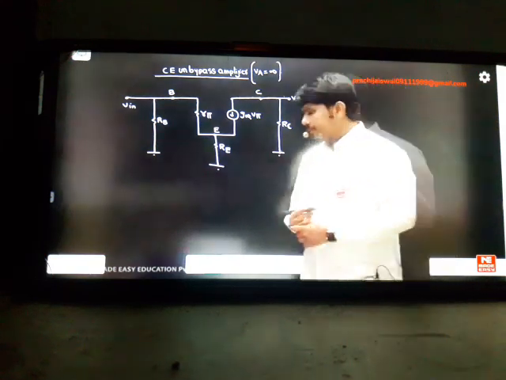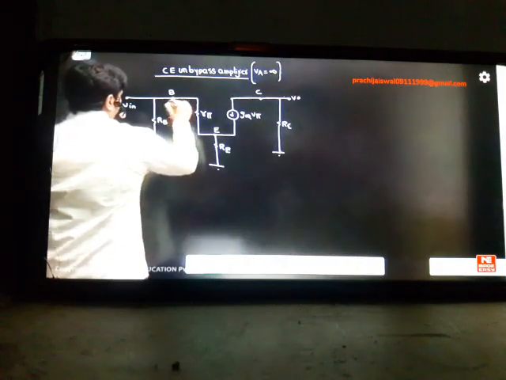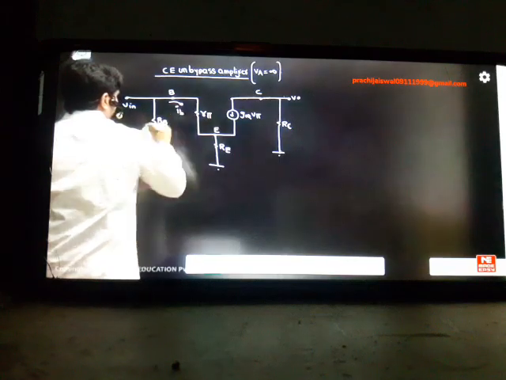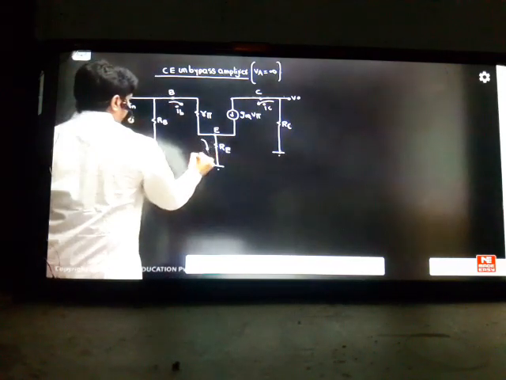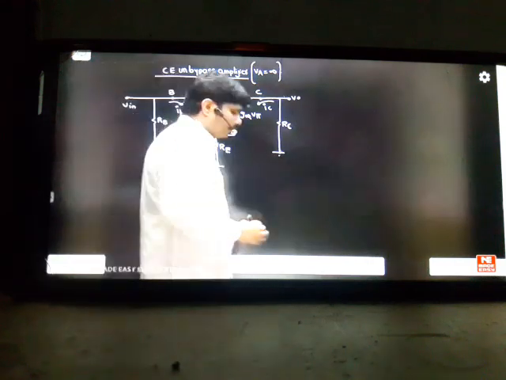After getting this knowledge, you can see here there is a current flowing, which is the base current. This is IB, and there is a current flowing here, which is IC current. This is IC current, and this current we call IE current. These are your AC currents: IB, IC, and IE currents.